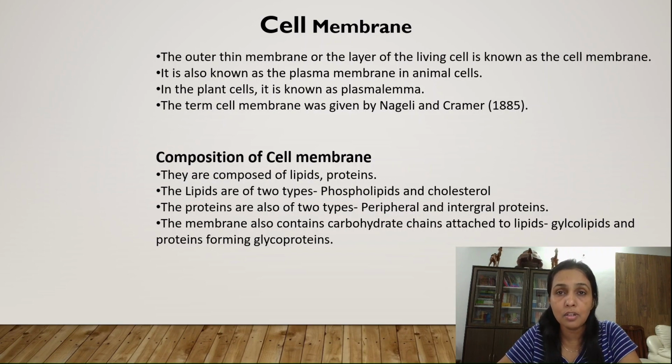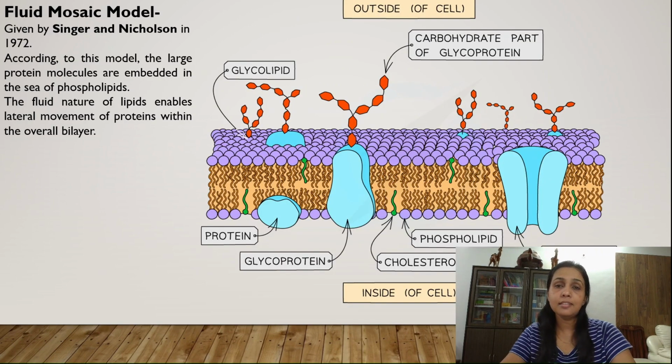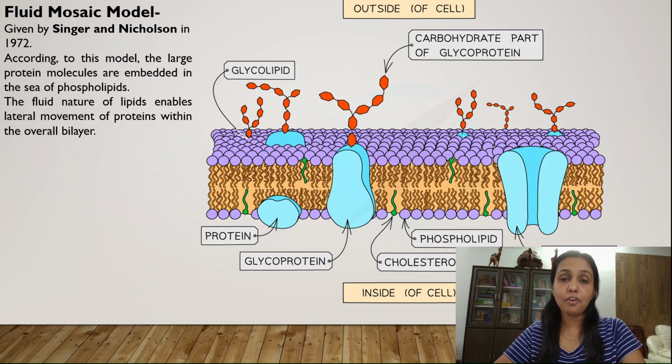Now let's see the structure of the cell membrane. In this diagram, you can see that there is a phospholipid layer. Phospholipids are these round balls with the spiral tails. These balls are known as the phospholipid head, which are hydrophilic in nature and facing towards the outer side of the cell membrane. And these spiral tails are hydrophobic in nature and they are facing inside. Now, there are two such layers of phospholipids, and so it is known as the phospholipid bilayer.